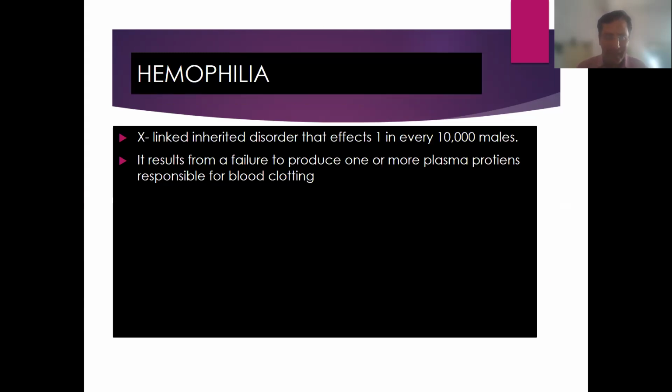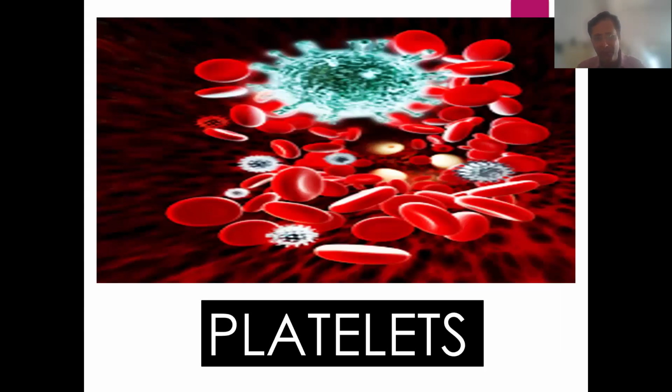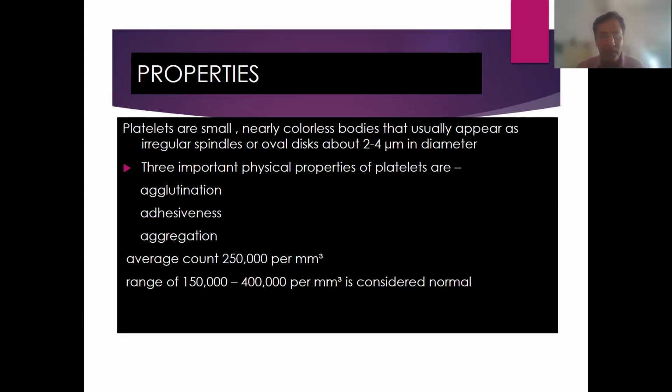What is hemophilia? It is a disorder that affects about 1 in 1,000 patients, involving a plasma protein responsible for blood clotting. What is thrombocytopenia? The condition is characterized by bleeding from many blood vessels, most visible in the mucous membrane. It is a bleeding disorder usually caused by bone marrow destruction from drugs, the immune system, radiation and phosphorus. What are platelets? Their properties are small, irregular, spindle-shaped cells, and overall 2 to 4 minutes, adhesive and aggregative.